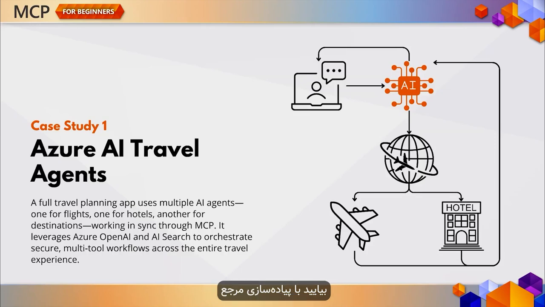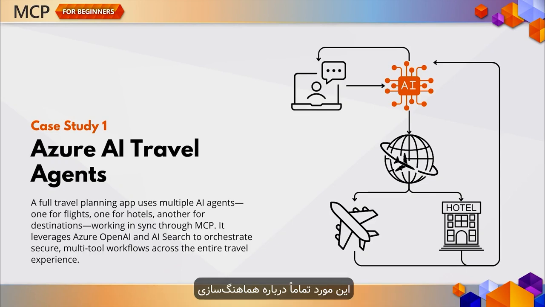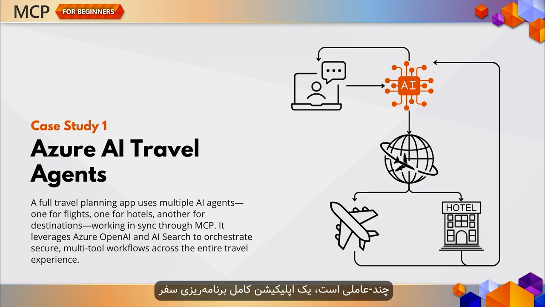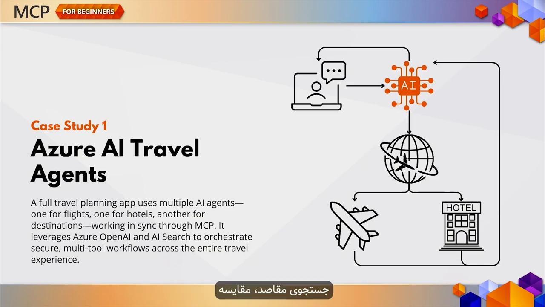Let's kick things off with the Azure AI Travel Agents reference implementation. This one is all about multi-agent orchestration, a full travel planning app where each AI agent plays a specific role, searching destinations, comparing flights, and recommending hotels. It combines Azure OpenAI, Azure AI Search, and MCP to create a secure, extensible, and enterprise-grade experience. Think of this as your blueprint for building coordinated AI systems that work across data and tools.